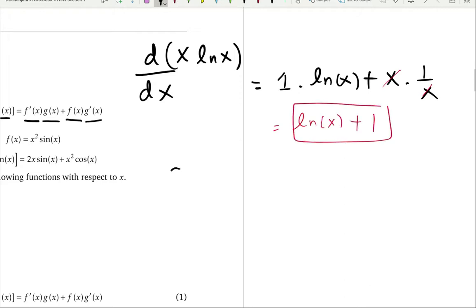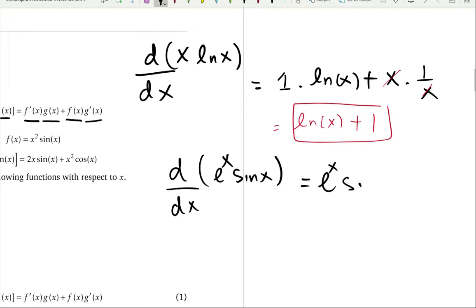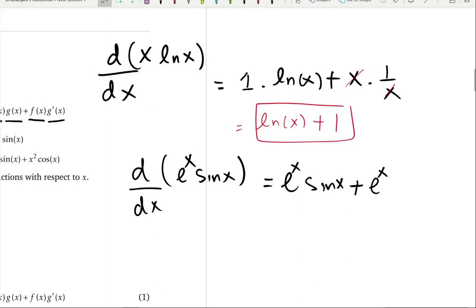Let's quickly do another example. Okay, so let's differentiate e to the x times, let's say, sine x. Now first differentiate e to the x, which is e to the x itself. Keep sine x unchanged. Now keep e to the x unchanged, and differentiate sine, which is cosine x. So these are two examples of how to use product rule. Okay, just a quick review.